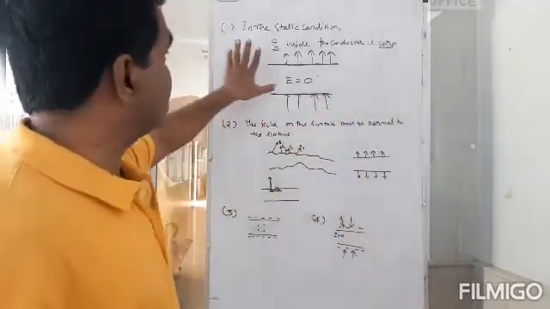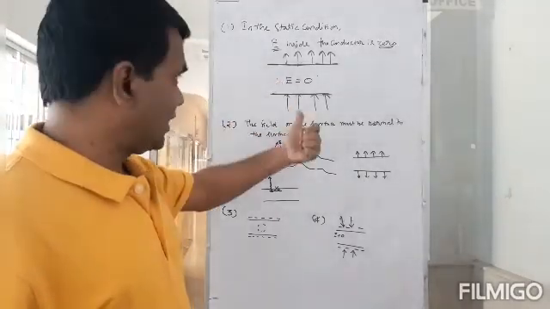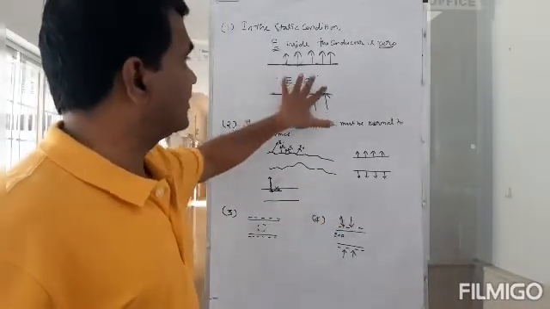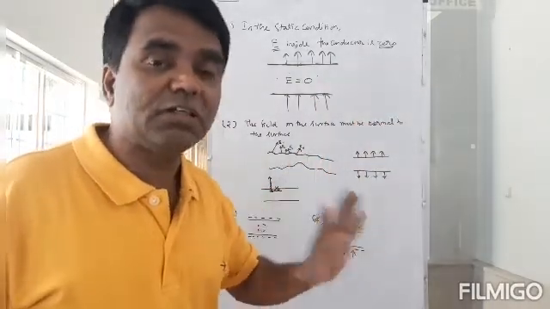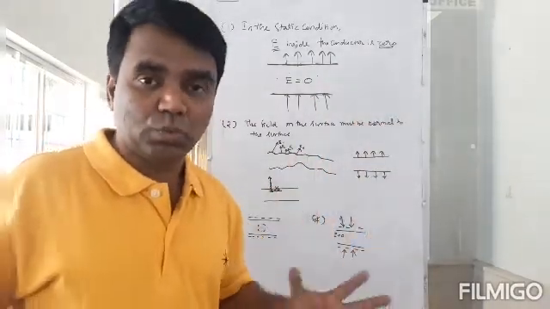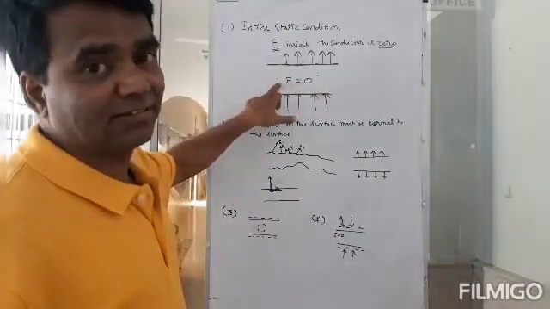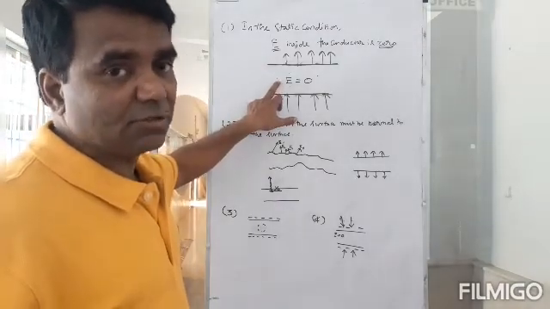The first point is the field inside a conductor is 0. Why? Simple. If there is a field, the free electrons in the conductor will be moving, so you will experience a current. But we are talking about electrostatic condition where there is no current. If there is no current, there cannot be any field inside the conductor. E has to be 0.